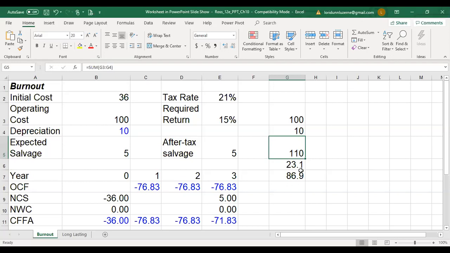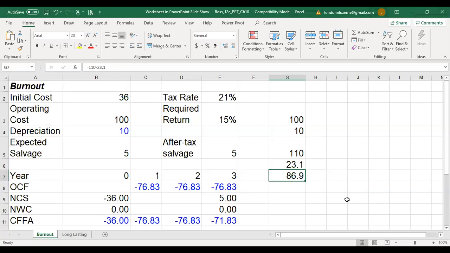Should be 110. 23. Oh, this is cash flow, dummy. Okay. That's net income. I got to get to operating cash flow, right, guys?